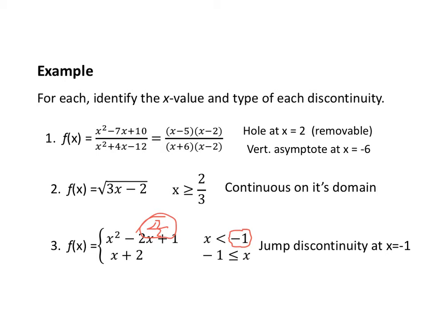The second one, if I plug in minus 1, what do I get? I get minus 1 plus 2. I get 1. So there's a discontinuity at minus 1. As you're approaching minus 1 from the left-hand side, this function is equal to 4, but as you're approaching minus 1 from the right-hand side, it's equal to 1, so therefore this is considered to be a jump discontinuity at x equals minus 1.